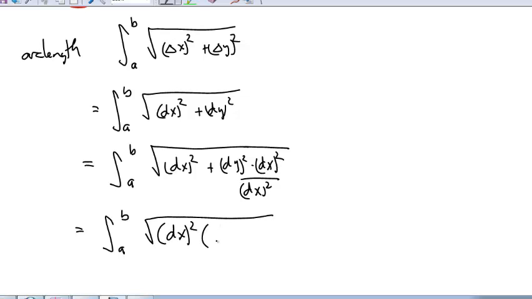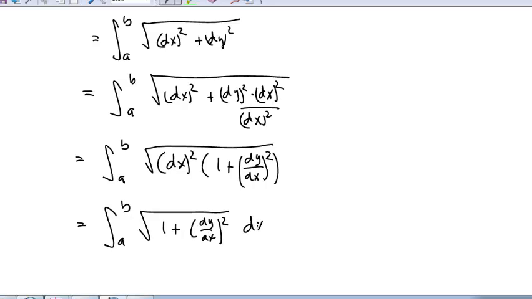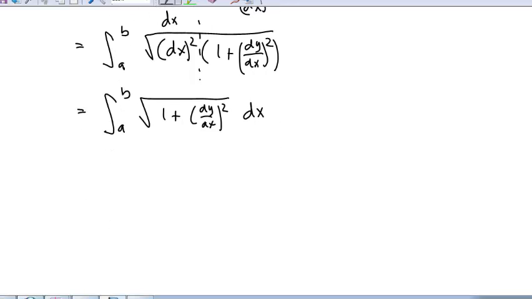dx squared times 1 plus dy over dx, that whole thing squared. And the square root of dx squared is dx. That goes at the end. The integral from a to b, square root of 1 plus dy dx squared, dx. This, we split it in half. This thing is just dx because it's the square root of dx squared. And ta-da!